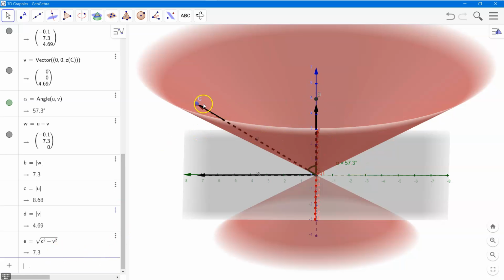And by the way, this what we evaluated, 7.3 magnitude of W, is the radius of this cone at this point, right? Because as we go down, radius will decrease. As we go up, radius will increase. So at this point, this is the radius.